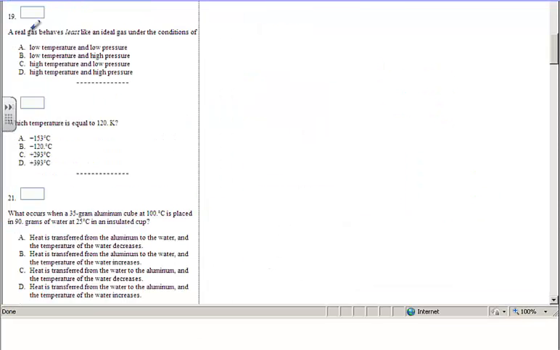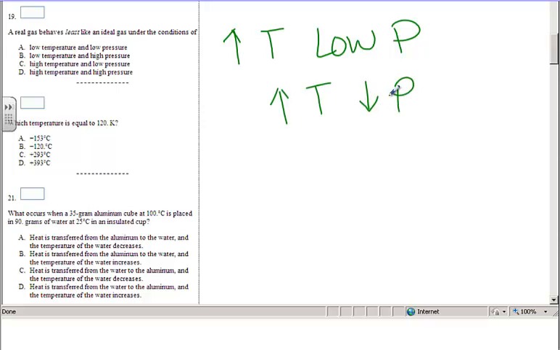All right, moving on. A real gas behaves least like an ideal gas under the conditions of what? I said high T, low P. That's what we're looking for. High temperature, low pressure, C.